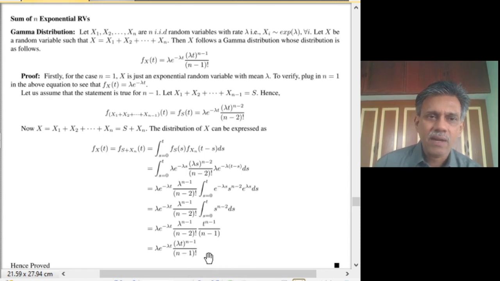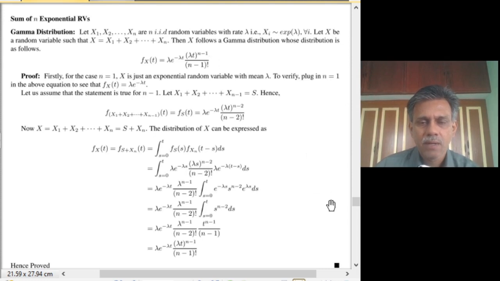And then we see that this is our original assertion that the sum of n exponential IID random variables is gamma with this form, with PDF of this form. So by induction we have shown that this claim of the distribution of the sum of IID random variables being gamma distribution is right.